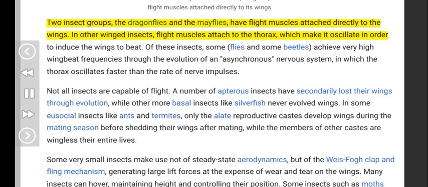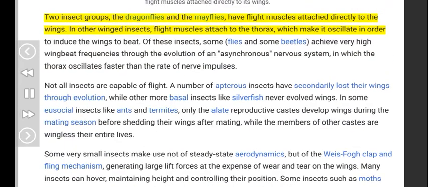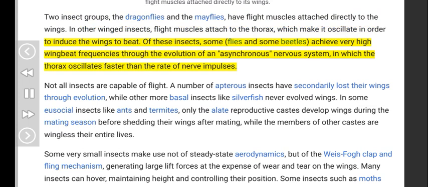Two insect groups, the dragonflies and the mayflies, have flight muscles attached directly to the wings. In other winged insects, flight muscles attach to the thorax, which makes it oscillate in order to induce the wings to beat. Of these insects, some flies and some beetles achieve very high wing beat frequencies through the evolution of an asynchronous nervous system, in which the thorax oscillates faster than the rate of nerve impulses.